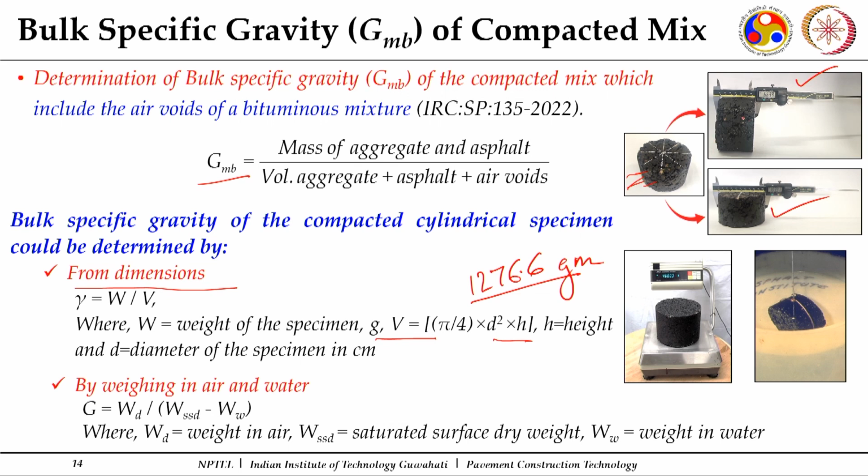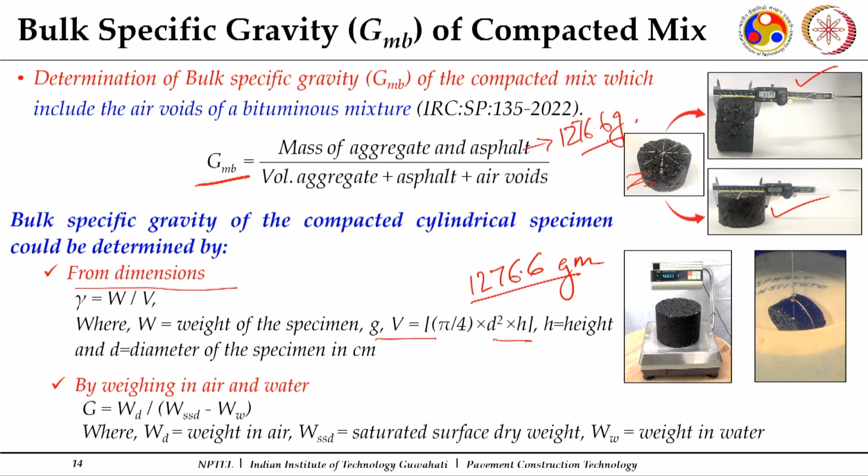But this volume will be more than what is actually there, because those surface voids which are present also become a part of this specimen, which in actual are not a part of this specimen. So, if volume is more, you will get a specific gravity which will be less, because your weight remains the same. Mass of aggregate and asphalt, for our specimen, was 1276.6 gram.